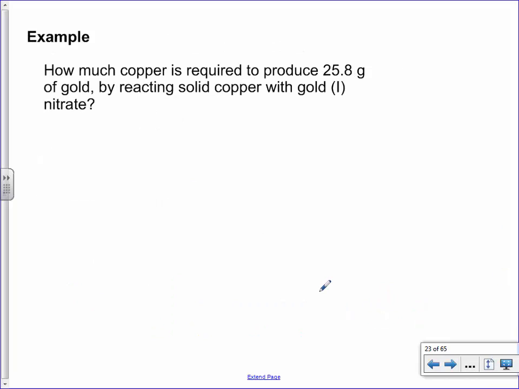Example: How much copper would you need to produce 25.8 grams of gold if you reacted solid copper with gold(I) nitrate? To be honest, this is actually what we've already been doing. This is nothing new. So where should I start? How do I get going on a question like this?